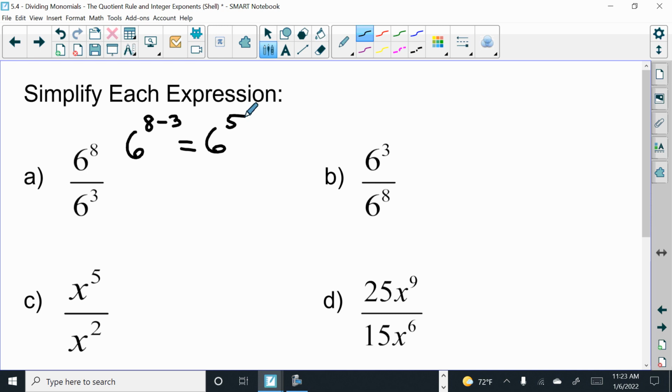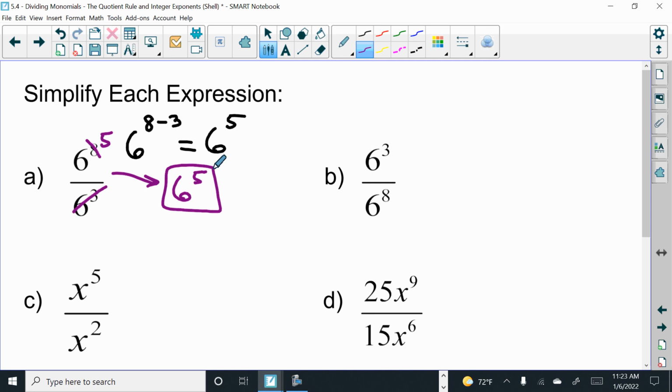A modal hopefully is going to blow you away now. Guys, how many 6's do you have up here at the top? 8. How many 6's do you have down here in the denominator? 3. Guys, can I get rid of 3 6's from here and 3 from here, and I'm left with 6 to the 5th power? No sweat.